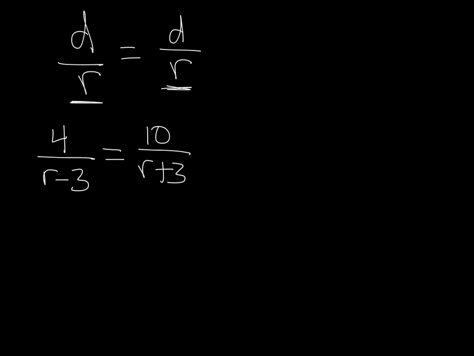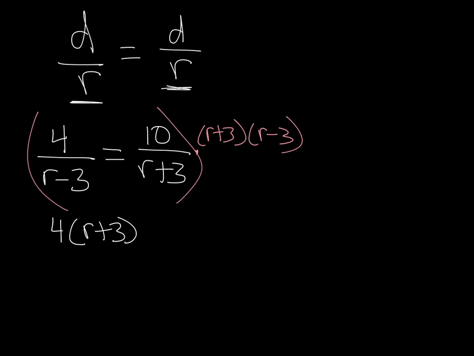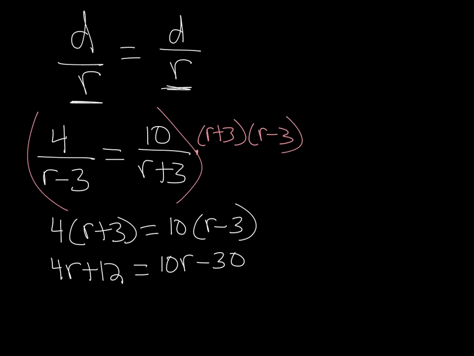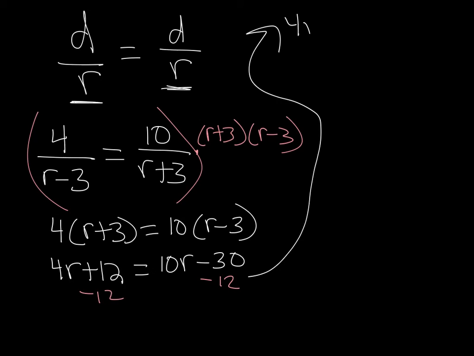And solve. So multiplying both sides by r plus 3 and r minus 3, and the same thing all the way around, will give us this. We'd have 4 times r plus 3 is equal to 10 times r minus 3. And that will give us 4r plus 12 is equal to 10r minus 30. I'm going to go ahead and solve here. So I'll subtract 12. That will give me 4r is equal to 10r minus 42.